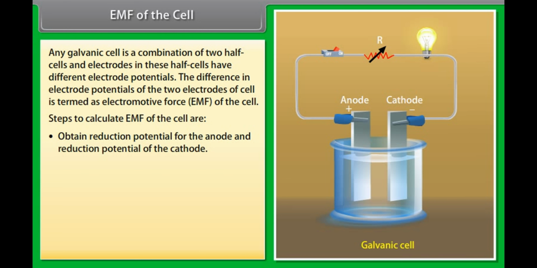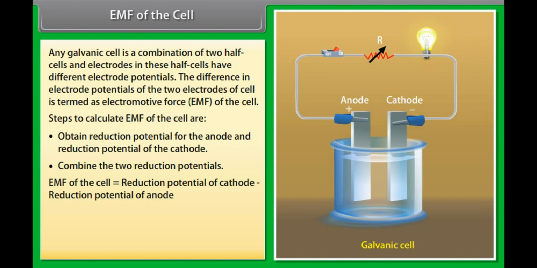of the cathode. Combine the two reduction potentials. EMF of the cell is equal to reduction potential of cathode minus reduction potential of anode. That is, E cell is equal to E cathode minus E anode, or E cell is equal to E right minus E left. Standard hydrogen electrode, or SHE.